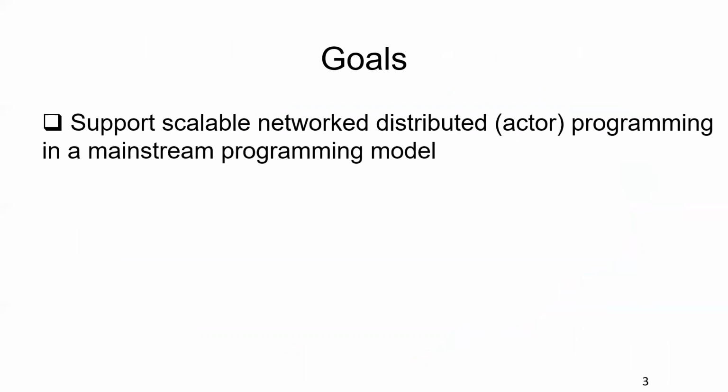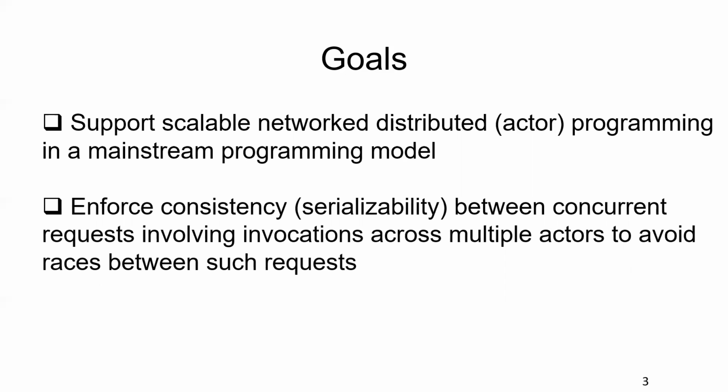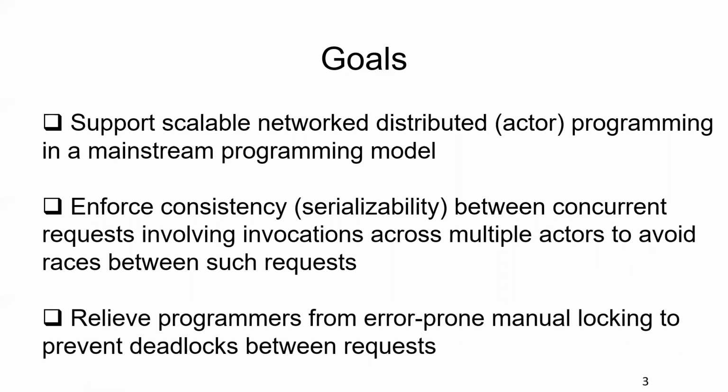Now let's have a look at what kind of programming model cloud programmers may need. At first, scalability. Their programming model must support scalable network distributed programming in a mainstream programming language, for example, C++. Secondly, their model can enforce consistency, also called serializability, between concurrent requests when those requests are accessing the same set of actors. The third one is deadlock. So their programming model can relieve programmers from manually implementing locking in a distributed environment.